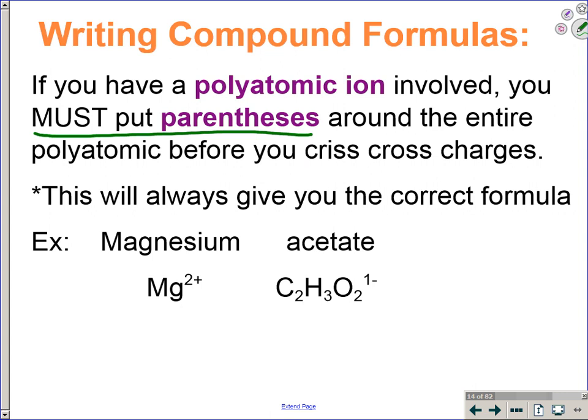Zero charge overall, right? So as you can see in this example, magnesium has a charge of what? 2+. But acetate has a charge of 1-. Well, how many of each of these do I need to make a neutral compound? Why do I need 2 acetates?